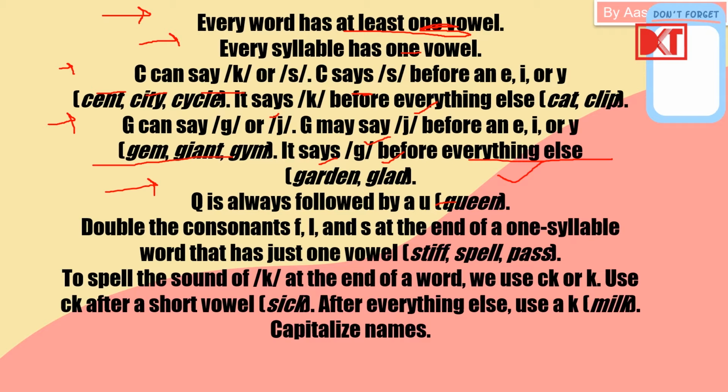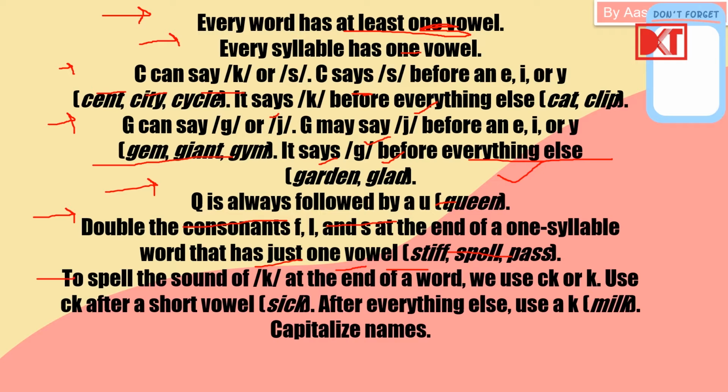Okay, now another, double the consonants F, L, S at the end of a one-syllable word that has just one vowel. So you double these consonants F, L and S at the end of a one-syllable word. Stiff, spell, pass, they are one-syllable words and have only one vowel. So we double the consonants in the end.